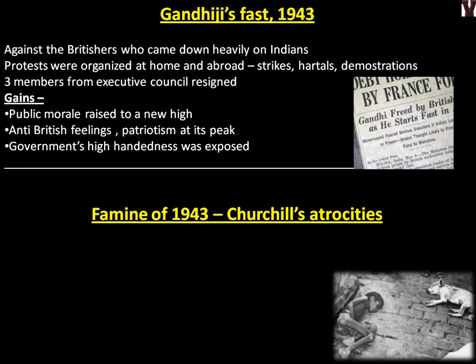Meanwhile, in 1943, another very sad thing was happening within India. That is because of Winston Churchill's atrocities. The famine of 1943. If you remember, we have discussed a lot of famines in the previous chapters.